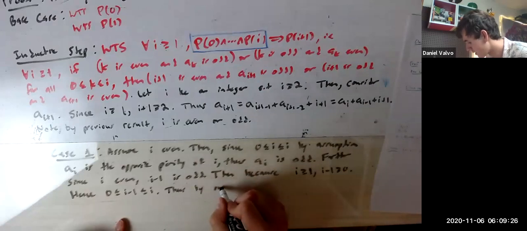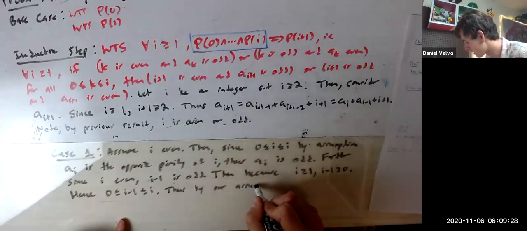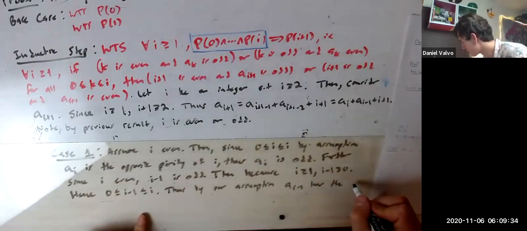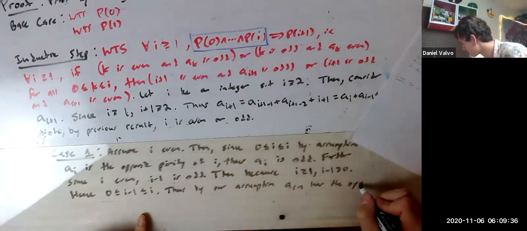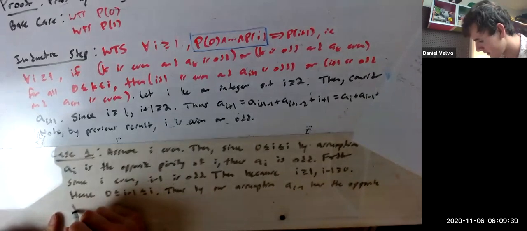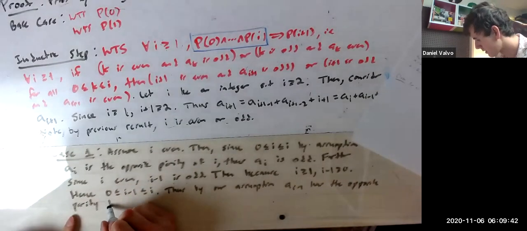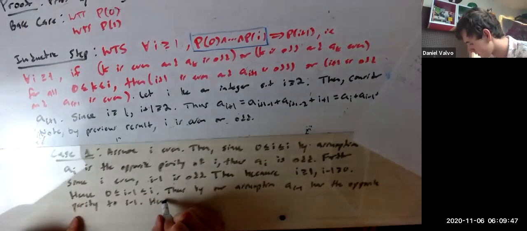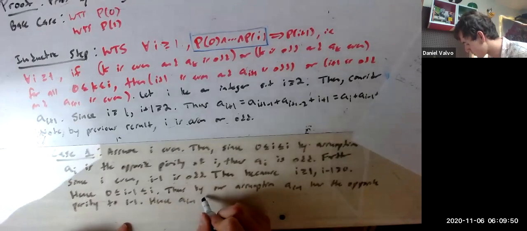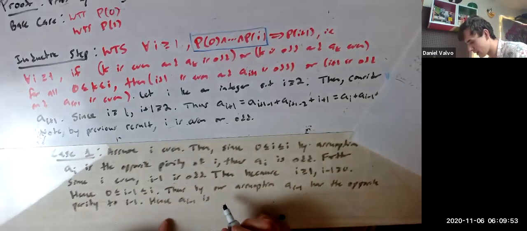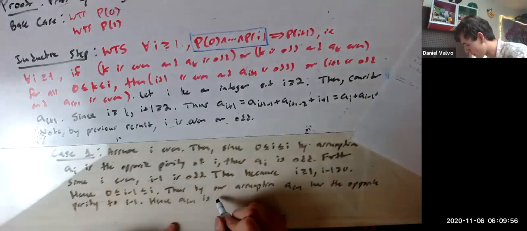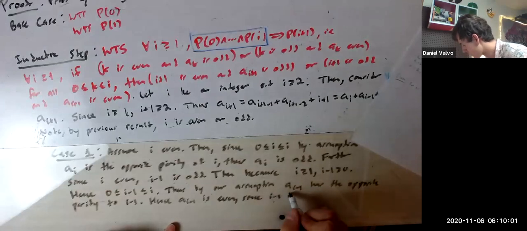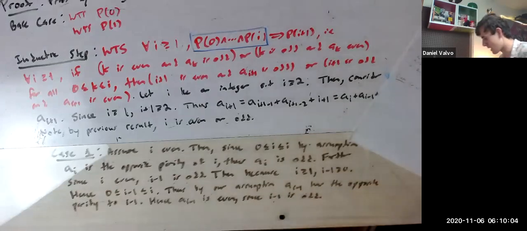Thus, by our assumption, a_{i-1} has the opposite parity to i minus 1. Hence, since i minus 1 is odd, a_{i-1} is even.